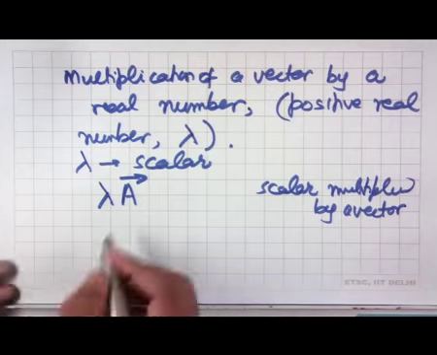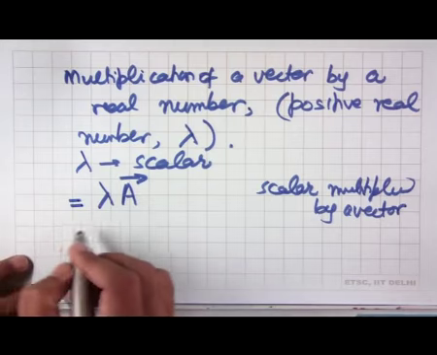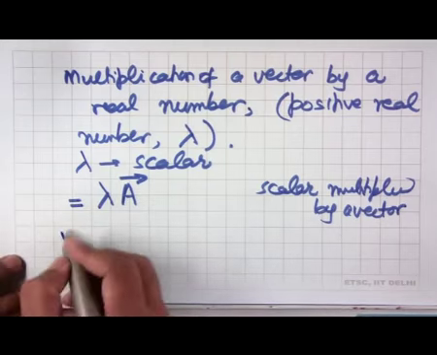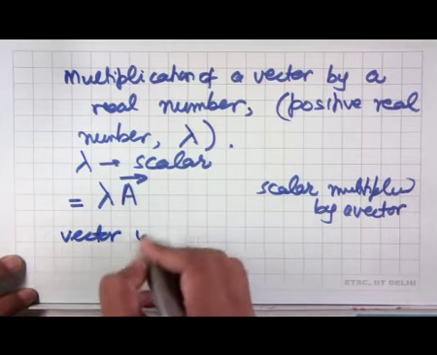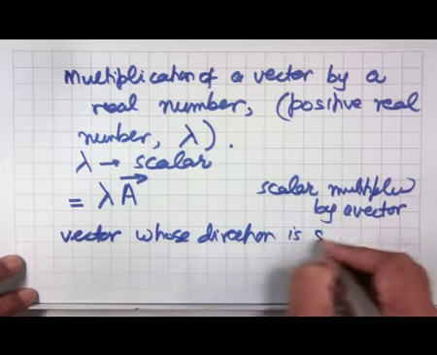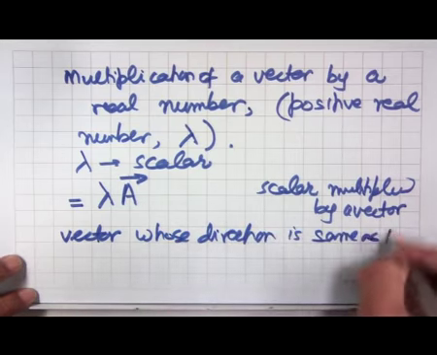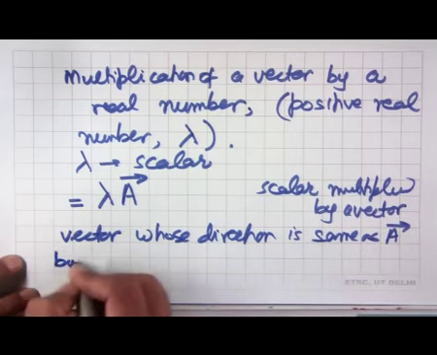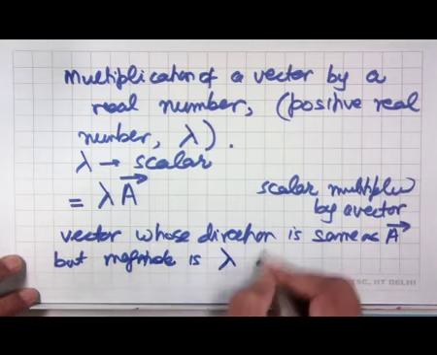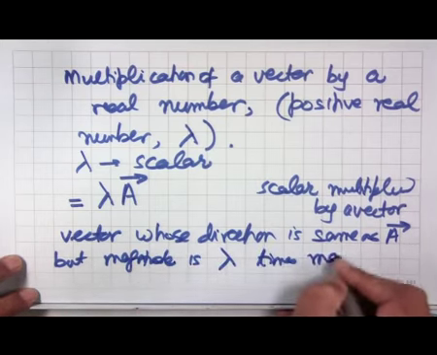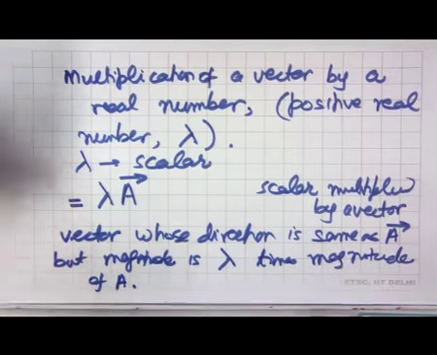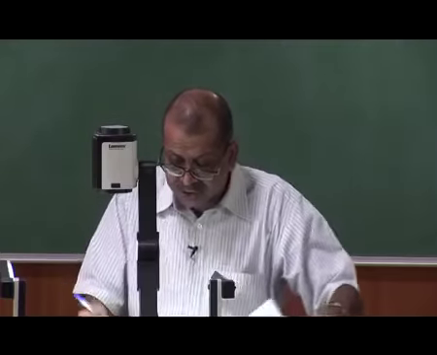So, now what we get is a vector. This product is a vector whose direction is the same as the direction of A, but whose magnitude is lambda times the magnitude of A.